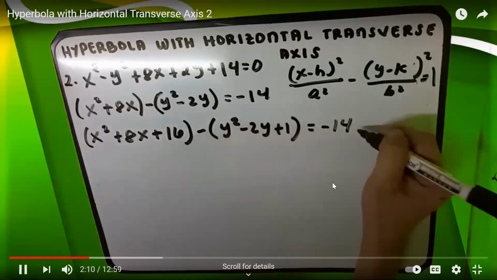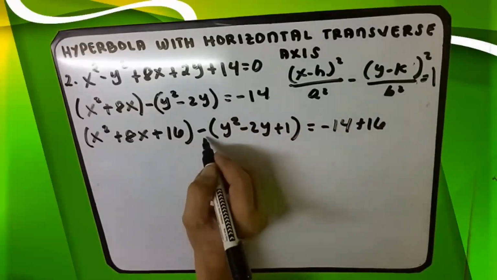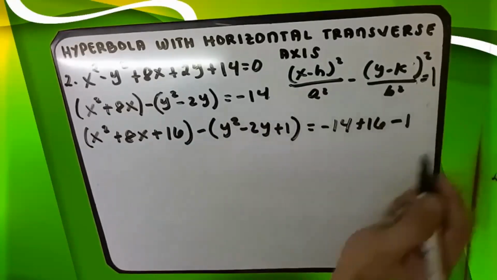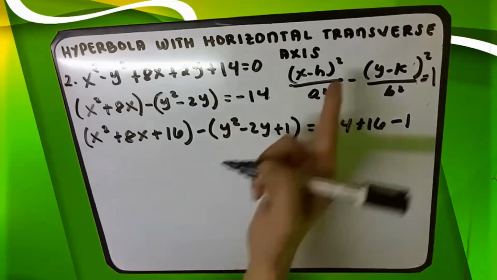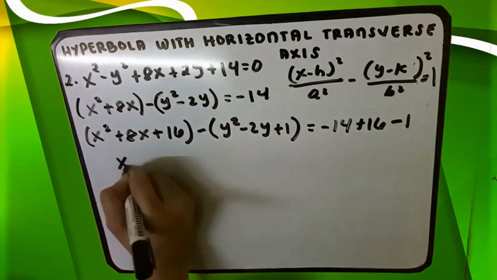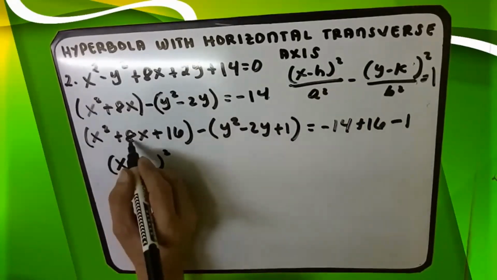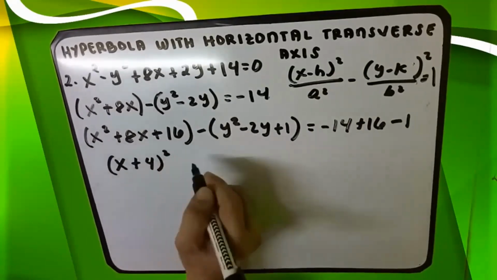So nag-add tayo dito ng 16, so plus 16. Nag-add tayo dito ng 1, pero dahil negative minus siya dito sa labas ng parenthesis, so that is minus 1. And then we just simplify sa ganitong format. So x, ilabas natin si 2. For 8 divided by 2, so 4, so x plus 4.